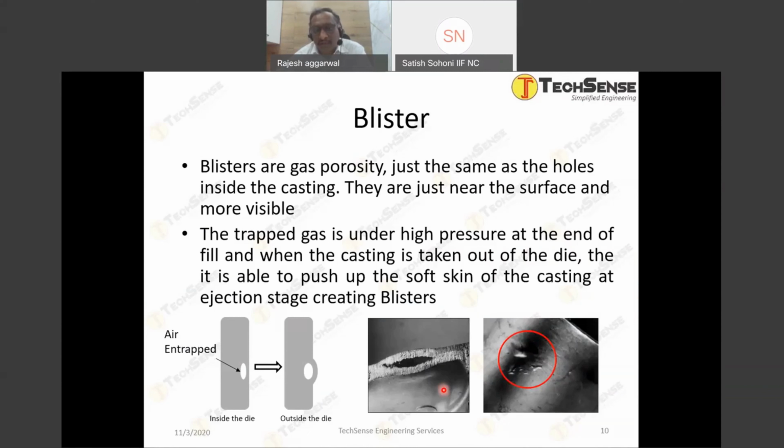As the aluminum is still quite hot, in the very hot regions of the die the skin may remain soft. And we're talking about this skin over here. The aluminum skin may be too soft, and as the pressure increases inside the casting during intensification as well, the skin may pop up. It looks like a bubble on the casting surface.